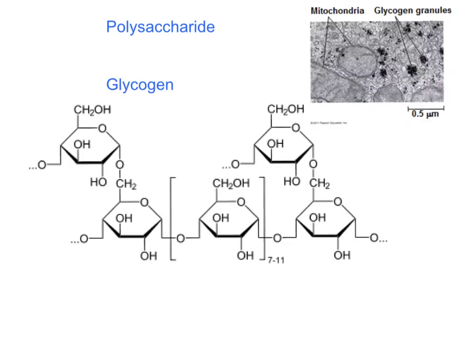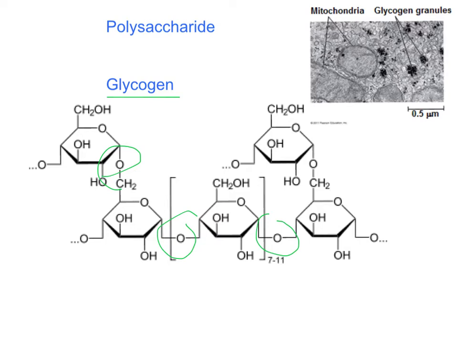Our next polysaccharide is glycogen. Glycogen is going to be found in animals. So glycogen is how animals will store their extra glucose. You'll see here are the linkages. So it looks a little bit different. It's not such a straight line like starch was in the plants.